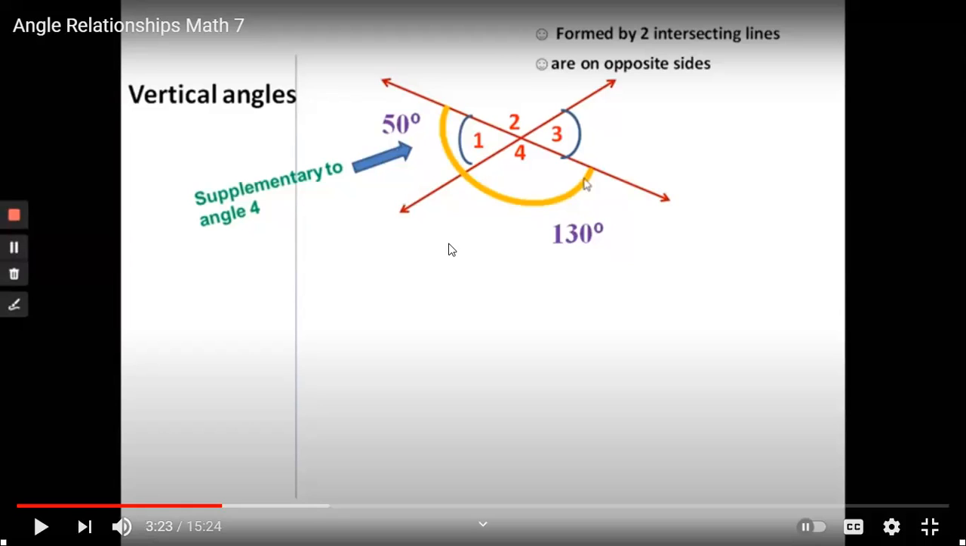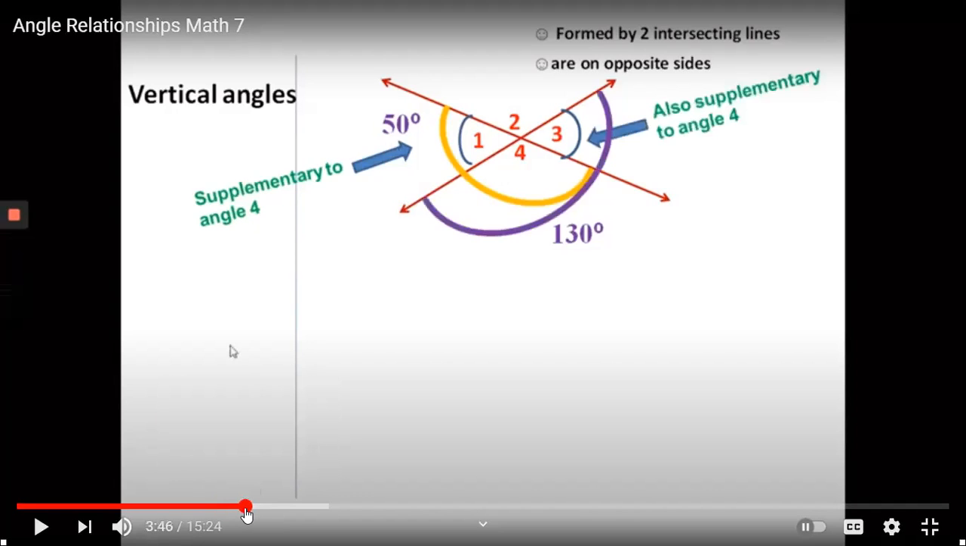If I want to find the sum of angle 2 and 3, it will be 50 plus 130. 180. Yes, very good. Because I want to find angle 2 plus angle 3, so their sum together equals 180 degrees.